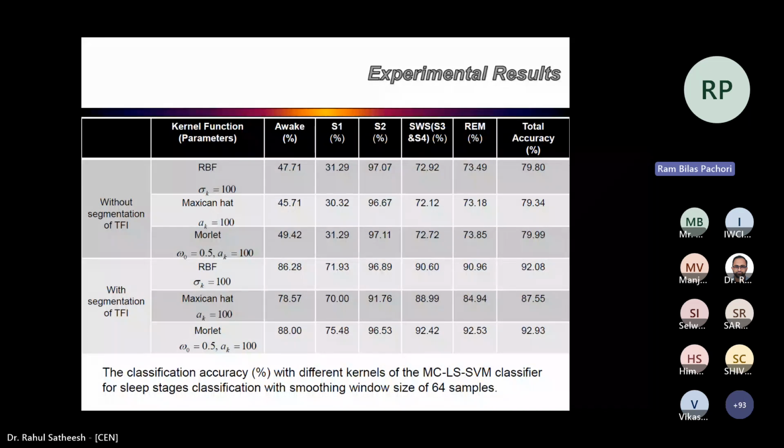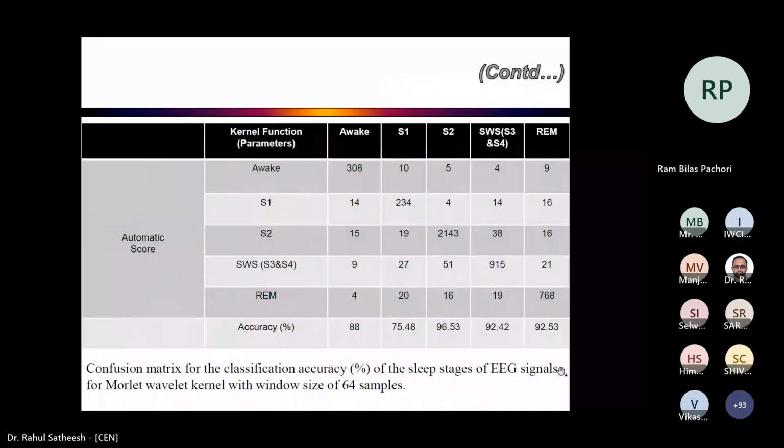Next slide, please. So this is the confusion matrix for classification accuracy of the sleep stage of EEG signals for the Morlet wavelet kernel with window size of 64 samples. Next slide, please.